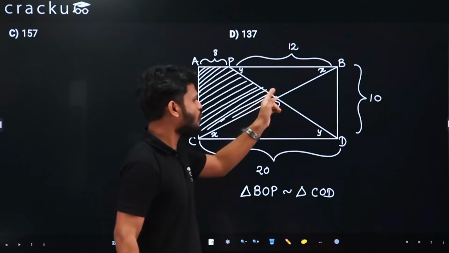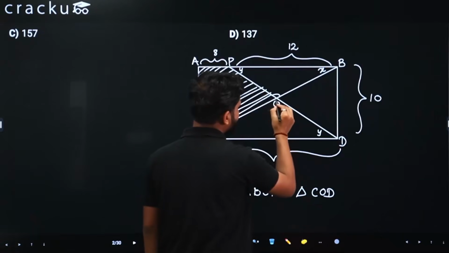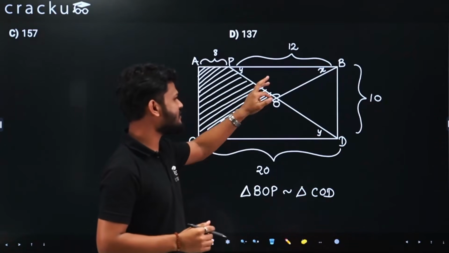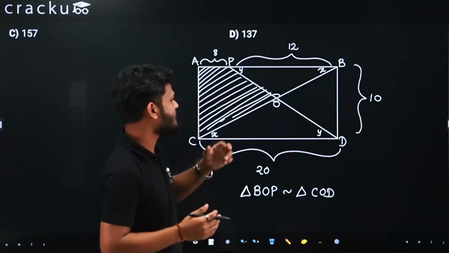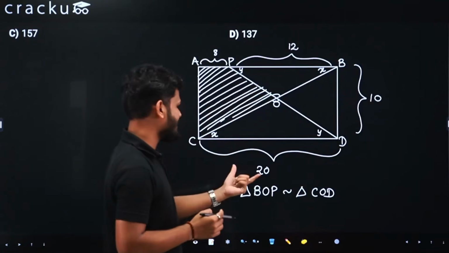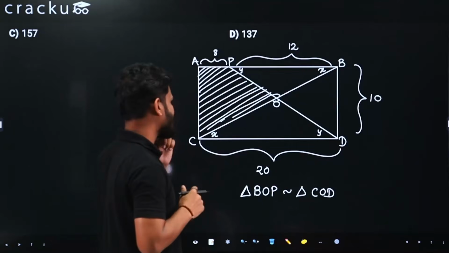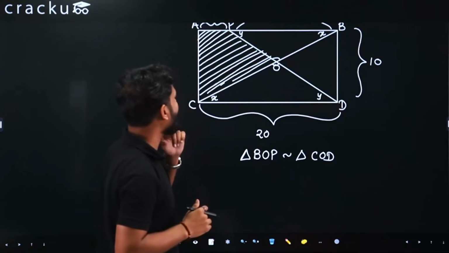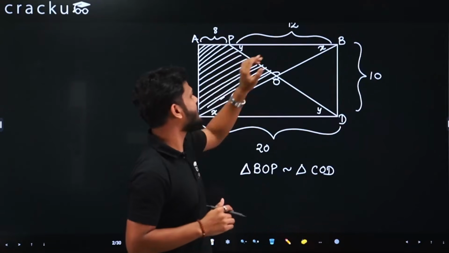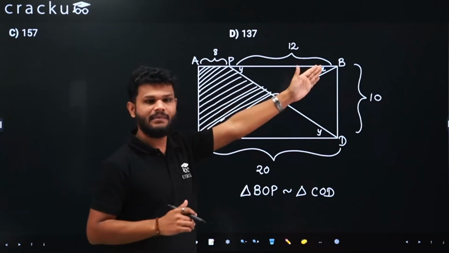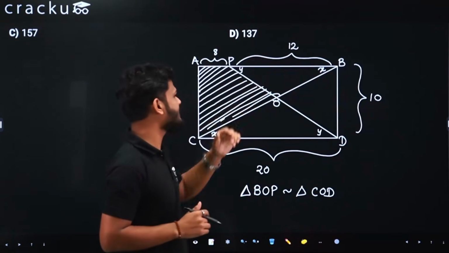Because angle O here is equal to this angle. They are opposite angles. So all three angles of these two triangles are equal. So if corresponding angles are equal, then the triangles will be similar by the angle test of similarity. Now we have given length of BP, which is 12. Why? AP was 8, whole AB is 20, so BP will be 12.